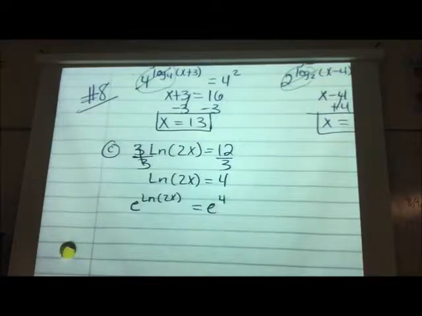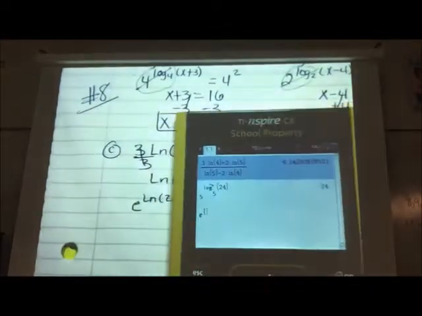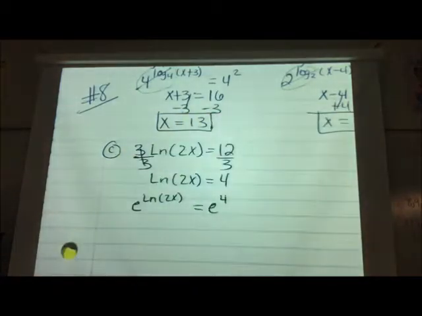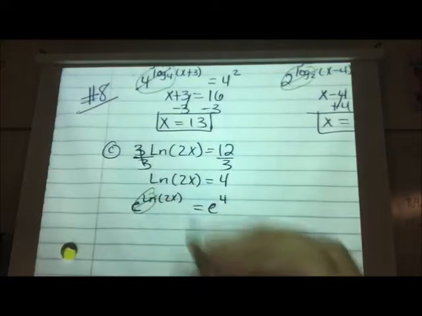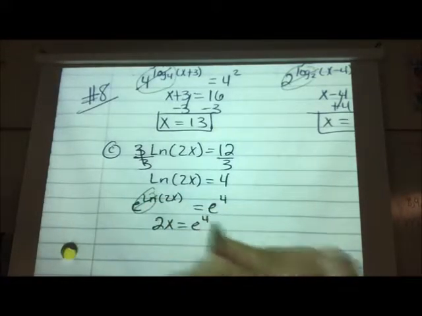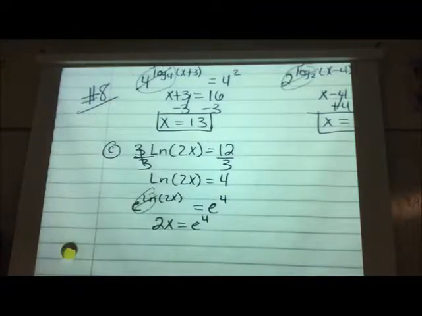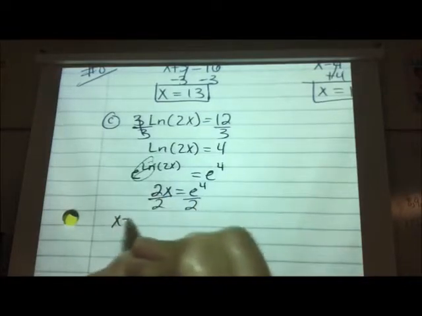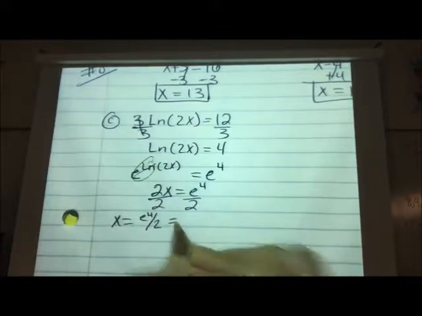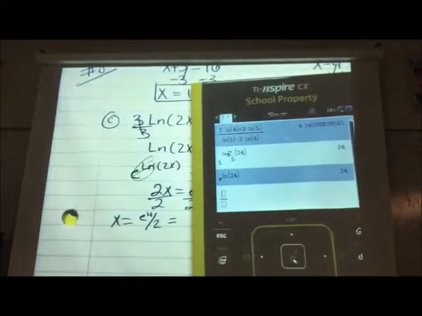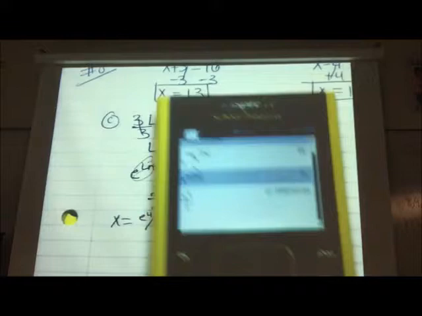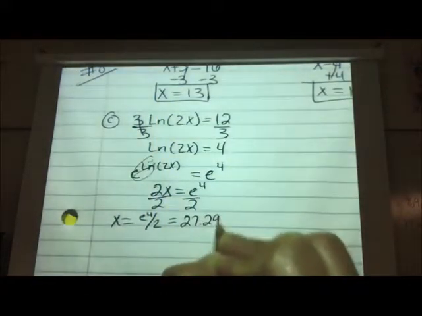And just so we see this, I'm just going to do e to the ln of 24. So your e and your ln show what? It should just be 24. And yes, that is true. So that's the whole purpose. We eliminate these guys. My answer is just 2x equals e to the 4th. E to the 4th is an actual number. But what's the one thing I still have left? Divide by 2. So x equals e to the 4th divided by 2, or 27.299. Very good.